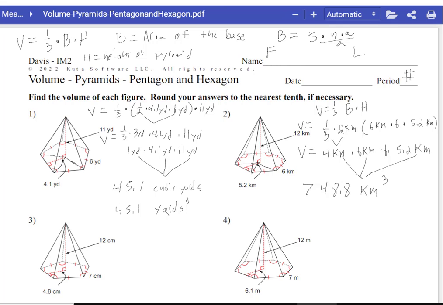So make sure when you're doing these that you understand you're figuring out the height of the pyramid and the area of the shape that this is built on.